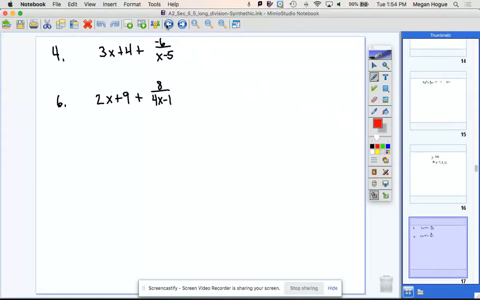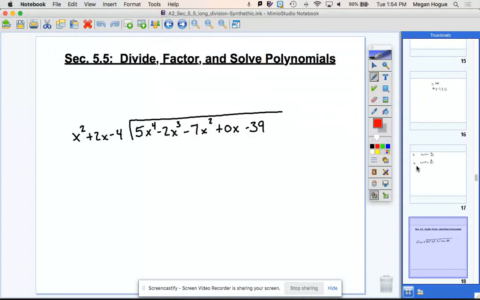Exactly. All right, let's get our notes out. We'll do a couple long division problems, and then we didn't get to the new division, right? No. The shorter one? Okay, so we'll get to the shorter division, and then we'll also talk about factoring and solving today. So divide, factor, and solve polynomials.